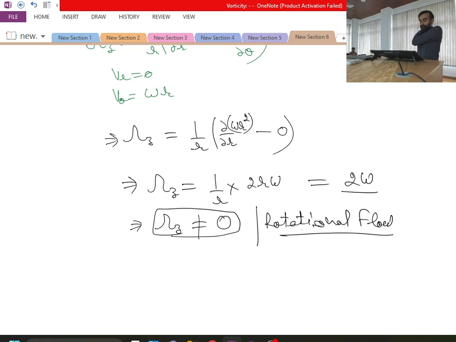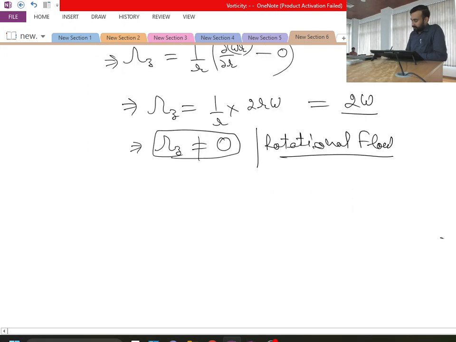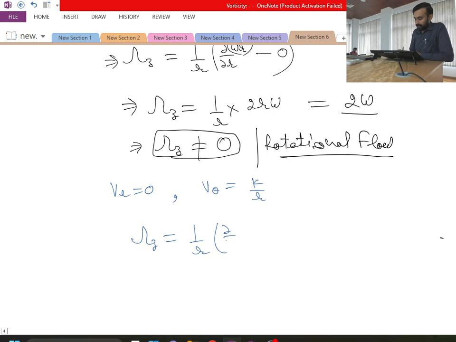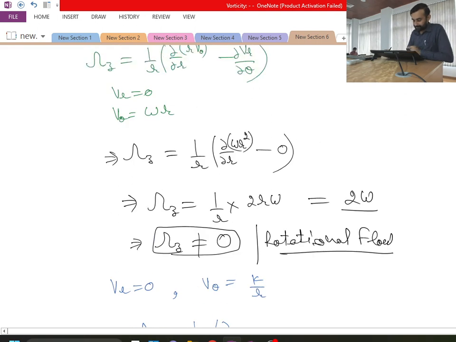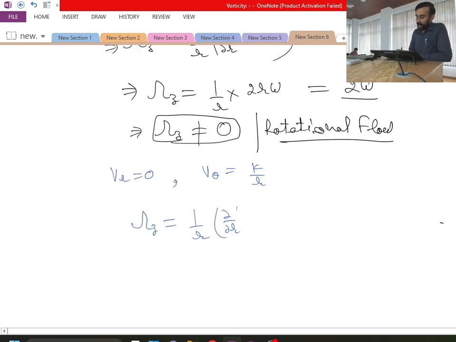Okay. If I talk about the second situation now, in case of the second situation, what do we have? We have once again Vr equal to 0, but our V theta is equal to K by R. Okay. Now if I substitute over here, then omega z will become 1 by R times del by del R of R times V theta. R times V theta will become only K, because K by R into R will cancel, minus 0.